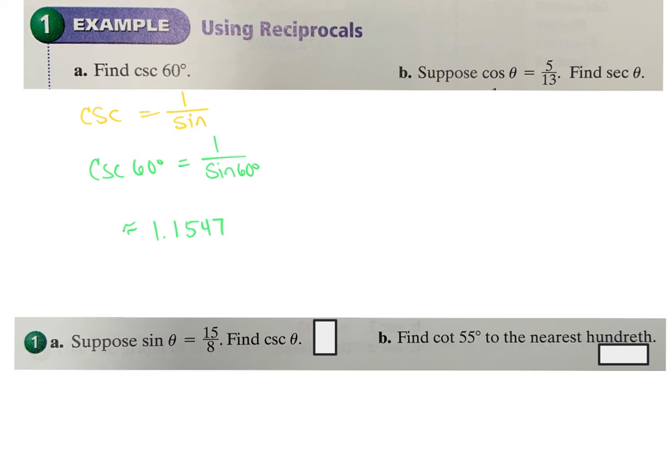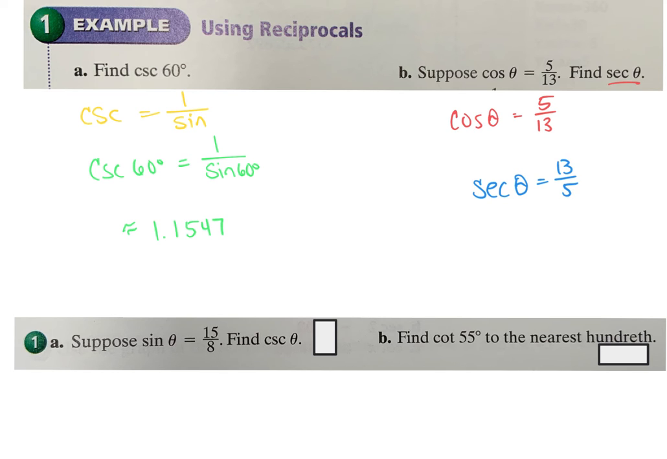The next one says, suppose the cosine is 5/13. Find the secant. So they're not even dealing with the angle at all. They don't tell you what the angle is, and they don't ask for the angle. They say, here is a trig function, use your reciprocal function knowledge to find the other one. They've given me cosine. Well, if my cosine is 5/13, I know that secant is the reciprocal of that. So my secant is 13 over 5.